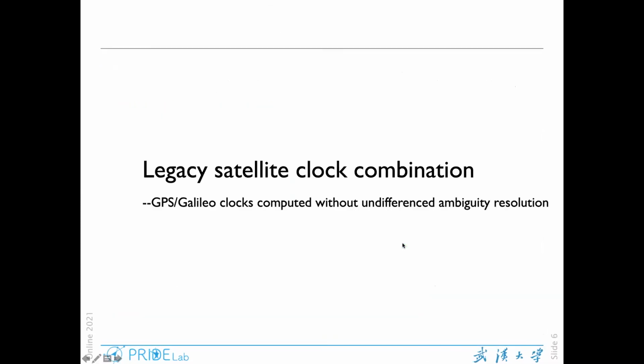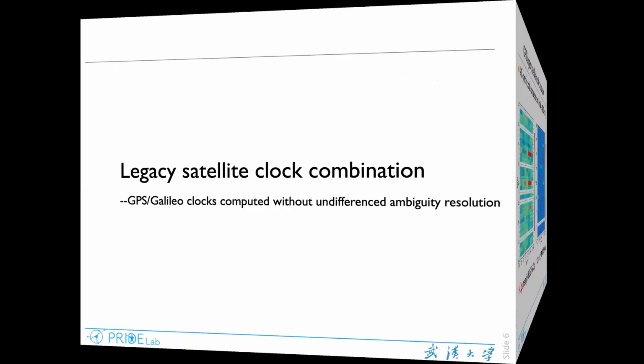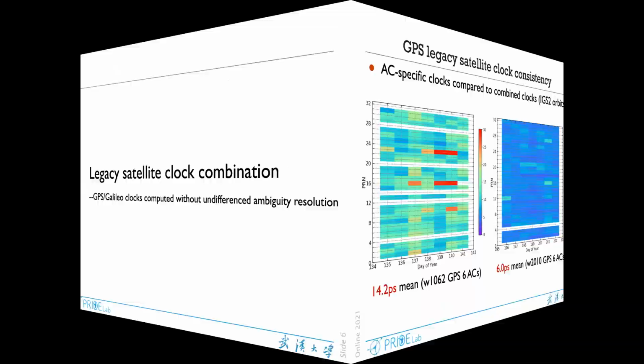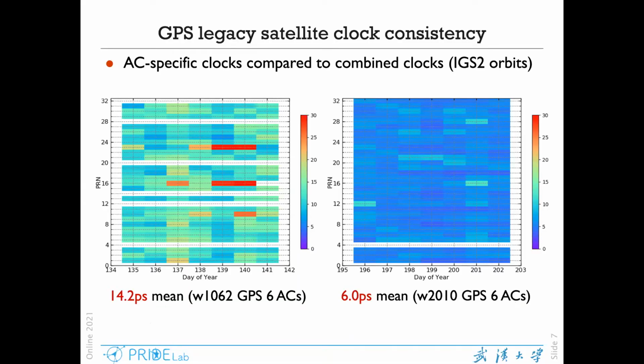At first, we would like to talk about the float clock combination. This is the clock computed without undifferenced ambiguity resolution. Here we show the summary results for the clock consistency among the AC specific float clocks. We used IGS2 orbits, and we show that in the year 2000, for the GPS satellites, we have 6 AC solutions, and the mean value for the clock consistency is about 14.2 picoseconds.